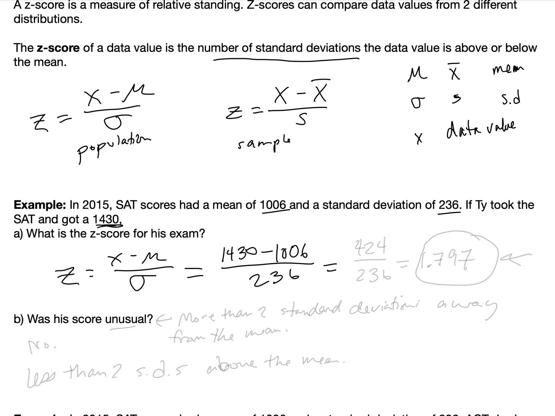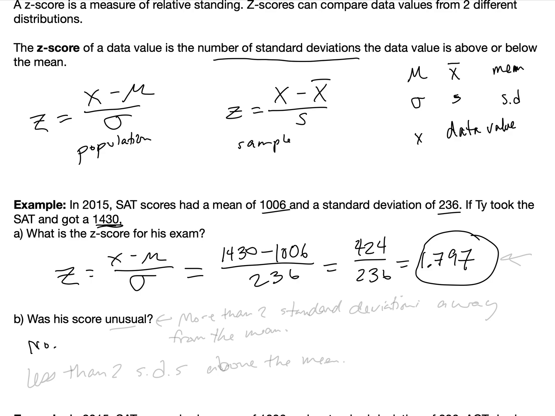And so we can just calculate those values. If we throw that into a calculator, or just subtract ourselves, we've got 424 divided by 236, and now probably using a calculator to divide that, we've got 1.797. So that is our z-score, 1.797, and that's telling us that Ty's SAT score was almost 2 standard deviations above the mean, but not quite. So was his score unusual?